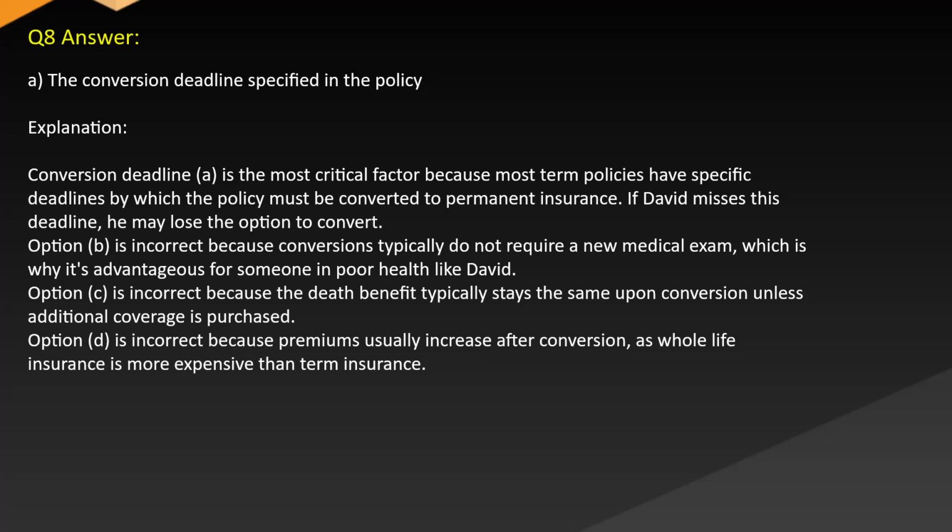Option B is incorrect because conversions typically do not require a new medical exam, which is why it's advantageous for someone in poor health like David. Option C is incorrect because the death benefit typically stays the same upon conversion unless additional coverage is purchased. Option D is incorrect because premiums usually increase after conversion, as whole life insurance is more expensive than term insurance.